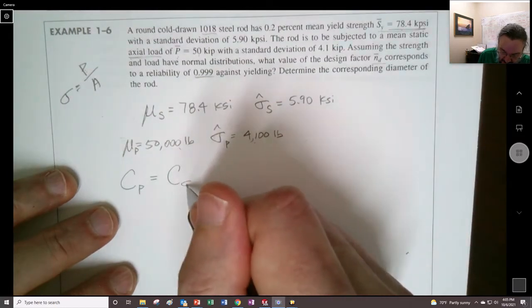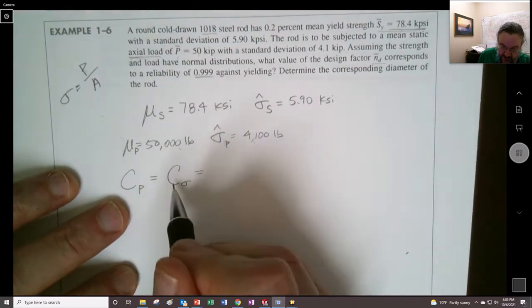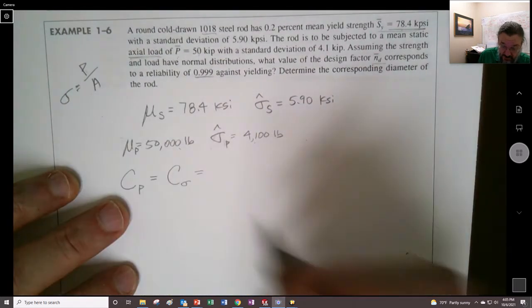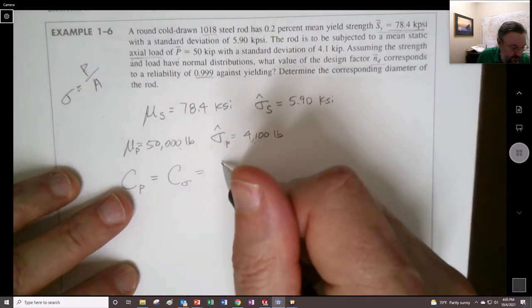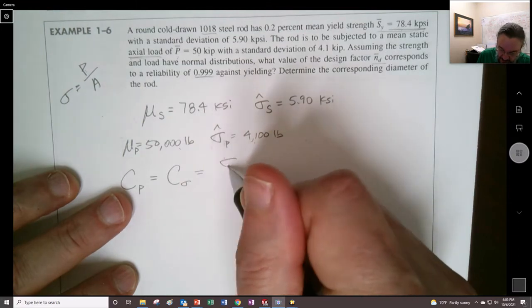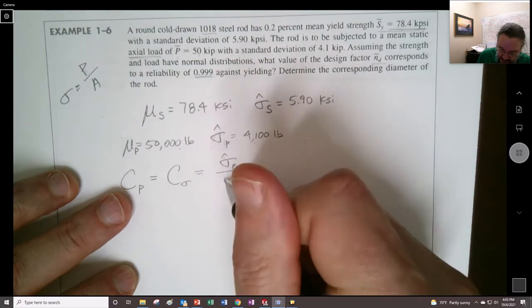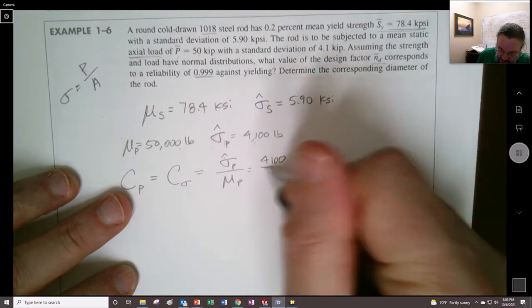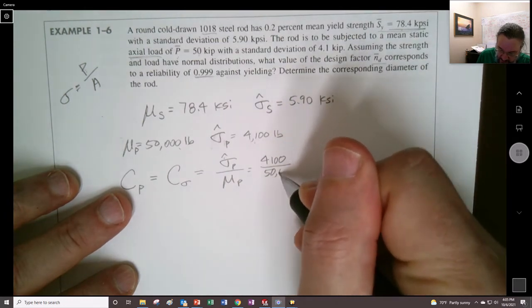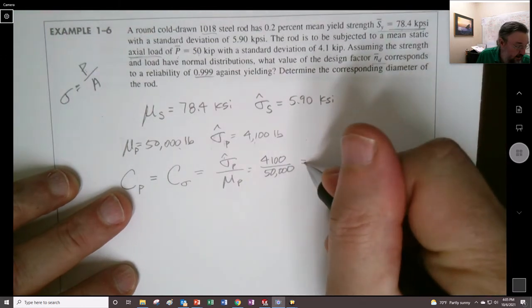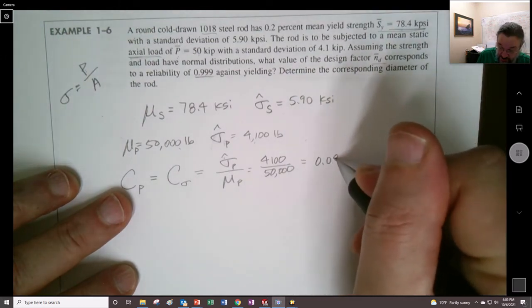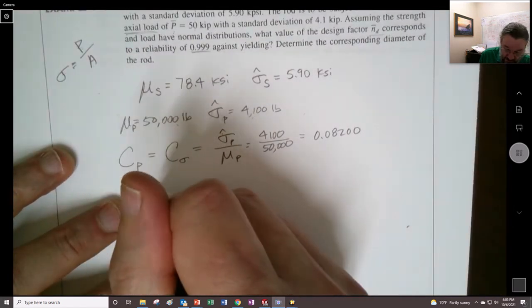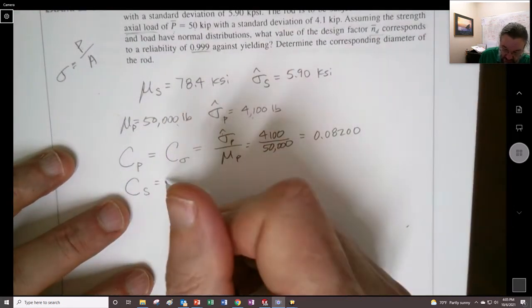So we actually know that this coefficient of variance that we need right there is going to be the same area, right? So those two have to equal each other. So we'll take this sigma P and divide it by mu P, or 4,100 divided by 50,000, and we end up with 0.08200.